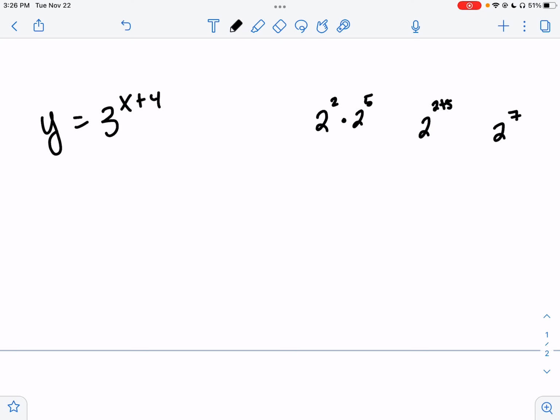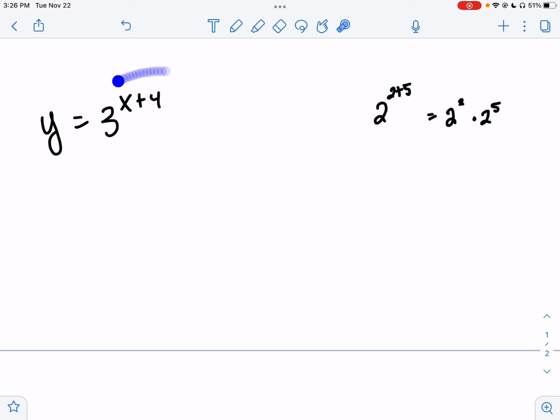Well, we can also go backwards then. So if I had told you guys that I had 2 to the 2 plus 5, well, that means that originally I had 2 squared times 2 to the 5th. That's what we're going to do here because it's being added. What this really means is that originally I had 3 to the x times 3 to the 4th. Because when you multiply things with the same base, you add the exponents. They are being added, so we know this originally came from multiplication.